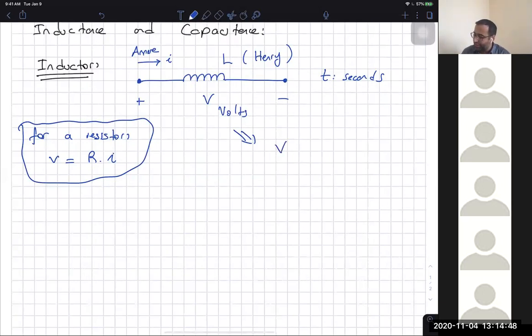So in the case of an inductor, the voltage-current relationship will be written as V equals L times di over dt. So here you can see the way your current affects your voltage drop on this component depends on the rate of change in the current. It doesn't directly depend on the current itself, the magnitude of the current, but it depends on the change in the current.